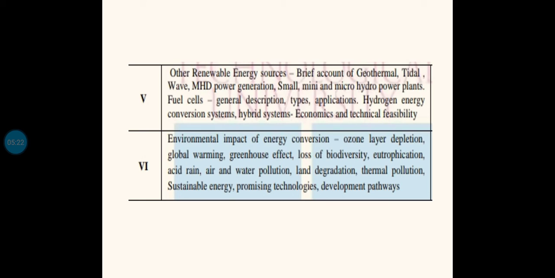Now in the sixth module we have environmental impact of energy conversion. This is a general discussion about how energy is affecting the atmosphere. Ozone layer depletion, global warming, greenhouse effect, loss of biodiversity, acid rain, air and water pollution, and land degradation all come in this module. Moreover, this module concentrates on the effect of the use of fuels on the environment.